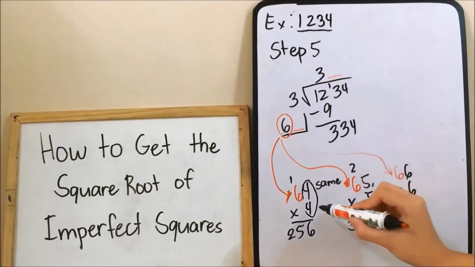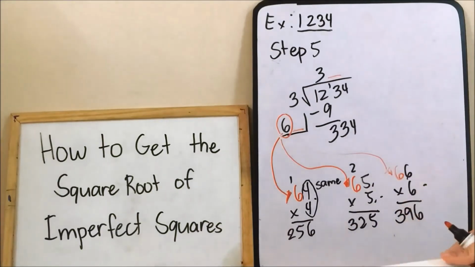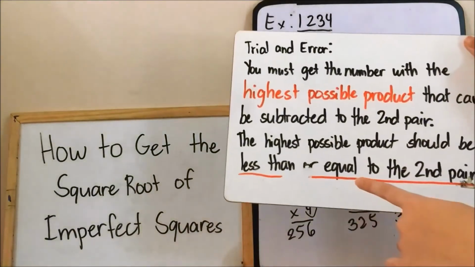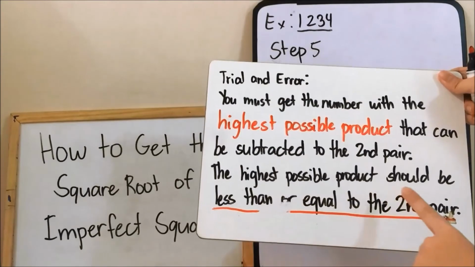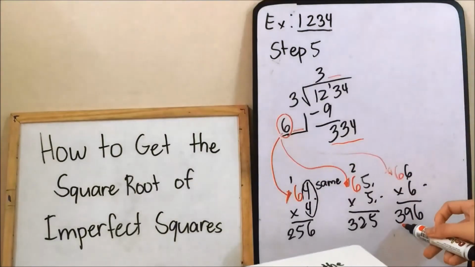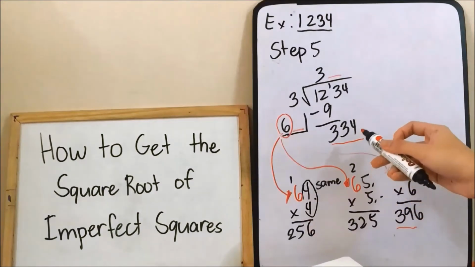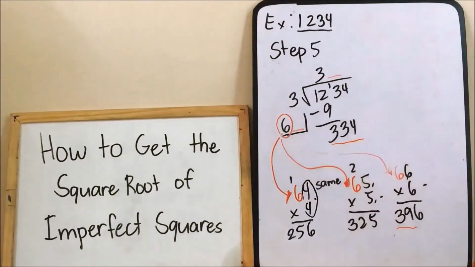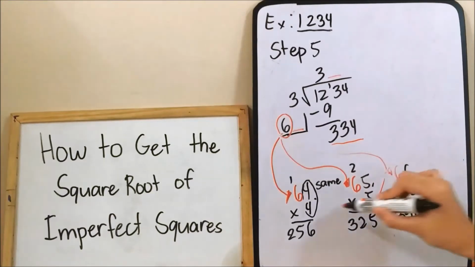96. As you can see here, we tried 4, 5, and 6. So 396. Well, it cannot be the highest possible product. Why? Because it says here that the highest possible product should be less than or equal to 334. So you see, this 396 is greater than 334. So it cannot be the highest possible product, which means that this is our answer over here.